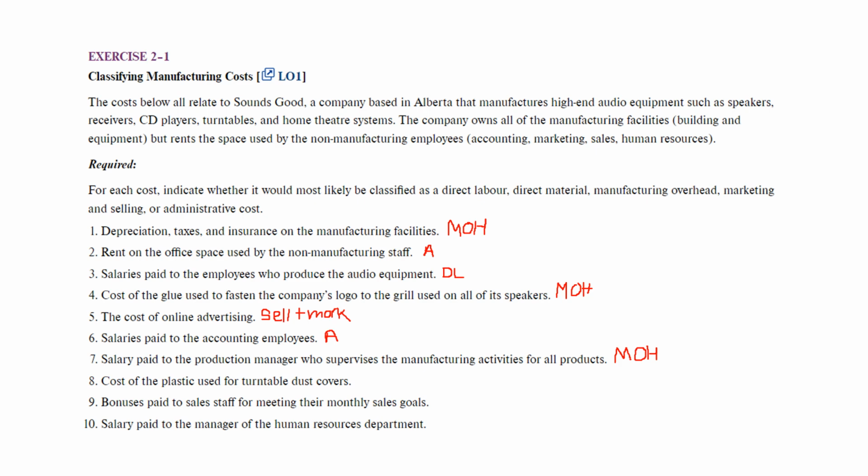Next is the cost of plastic used for turntable dust covers. So this would be a direct material cost. So the plastic would probably be fairly easy to trace as a specific amount is used for each turntable dust cover. It's something we're selling. So that is just a direct material. Next is bonuses paid to sales staff for meeting their monthly sales goals. So that would be a marketing and selling cost. I'll just put M plus S. Because it is related to the wages paid to our sales staff who do our marketing and selling, this would be a marketing and selling cost.